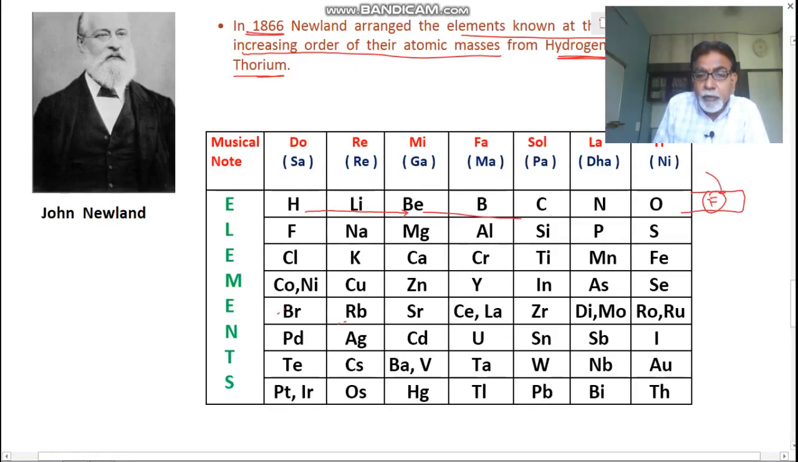So he kept fluorine below hydrogen in this way and made this tabular form of the elements, arranging the known elements at that time. And he gave a law. त्याने एक लॉ तयार केला.